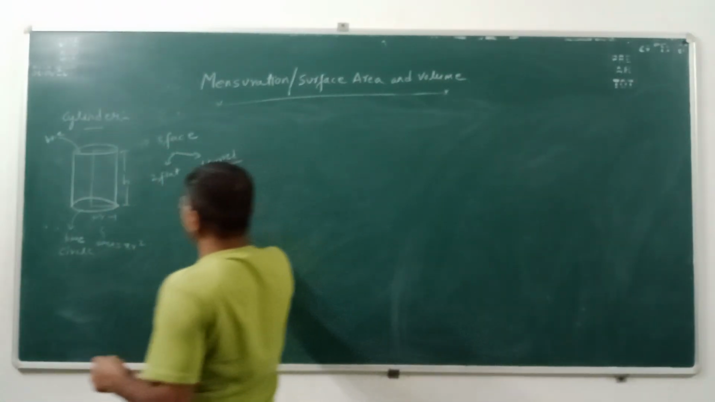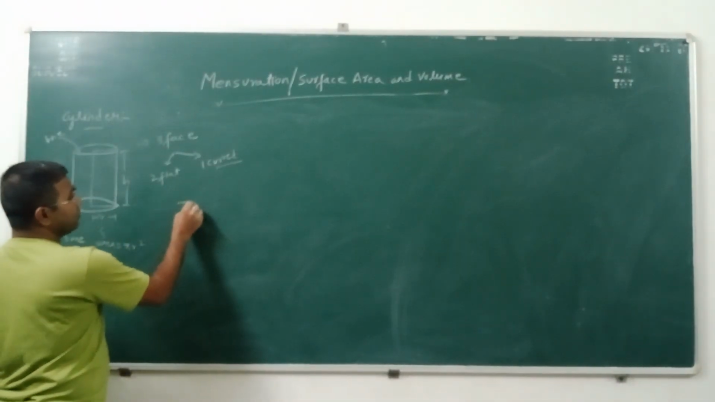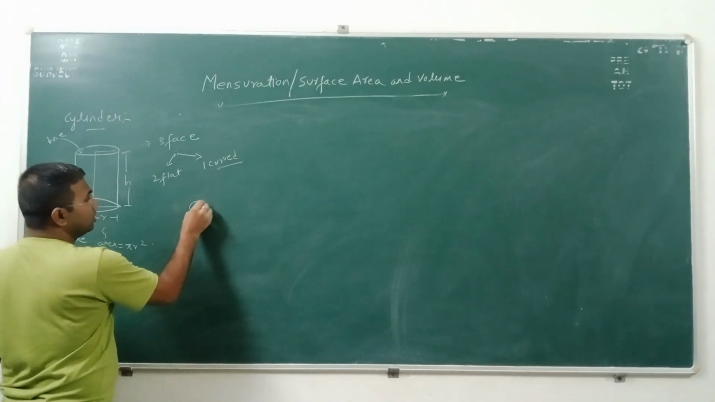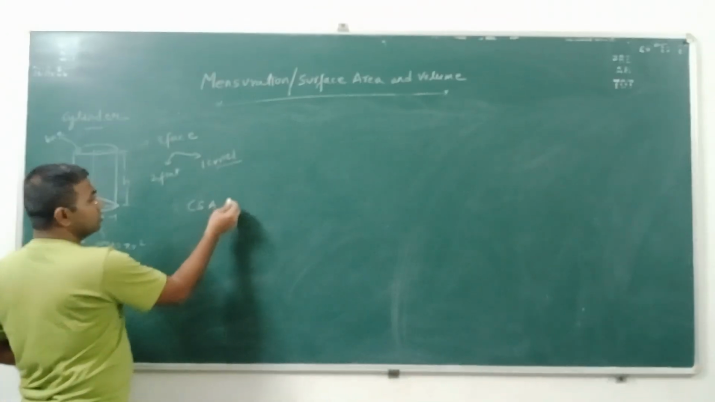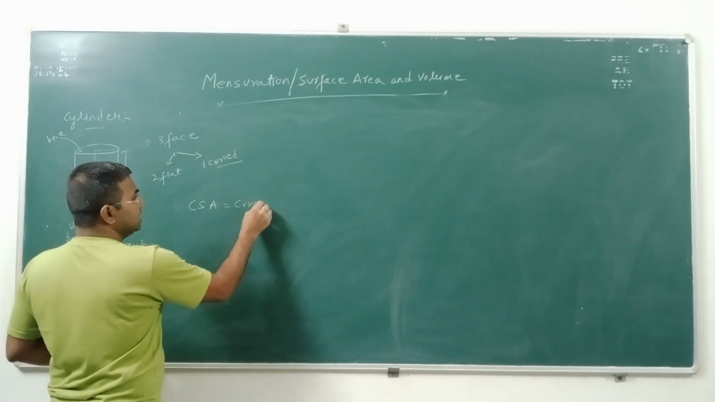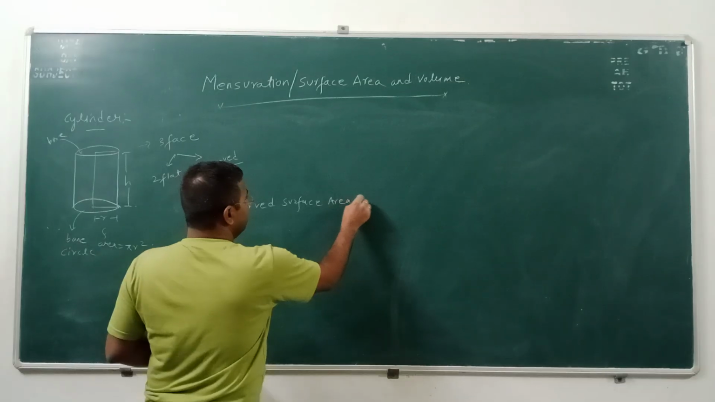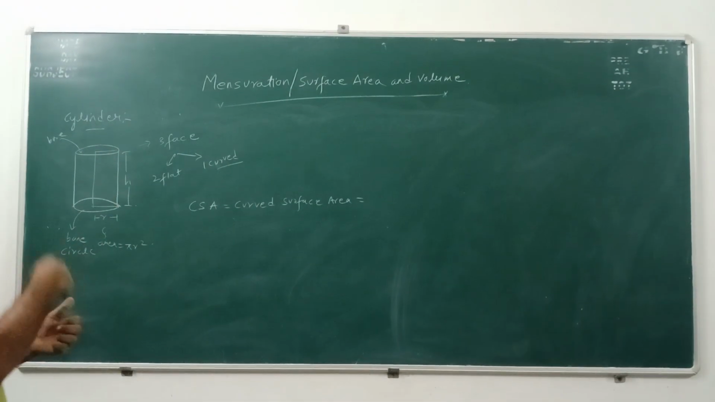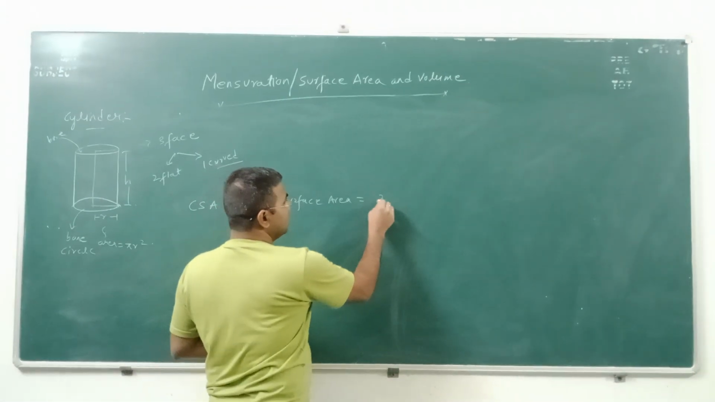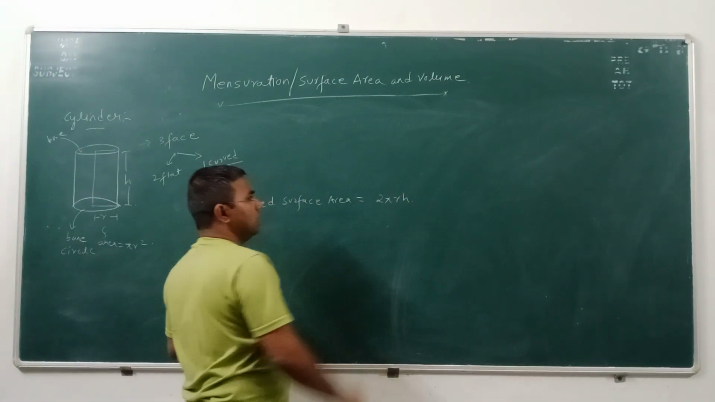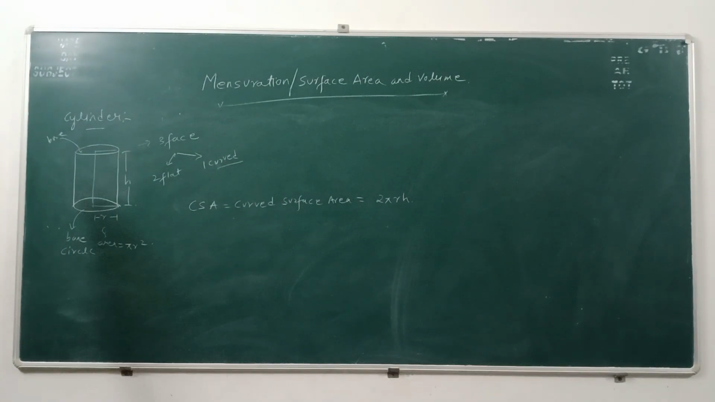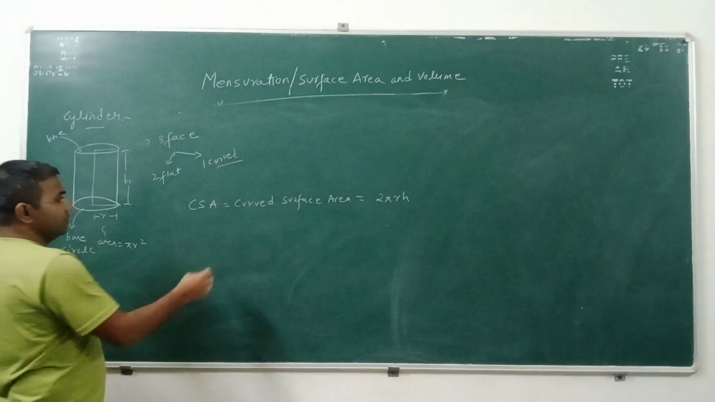Then we will first calculate the CSA. CSA is also called curved surface area, which means whatever is curved, we have to find the area of that. The curved surface area is given as 2 pi rh. As you know, the circumference of a circle is 2 pi r, and h is the height. Then 2 pi rh is the curved surface area.